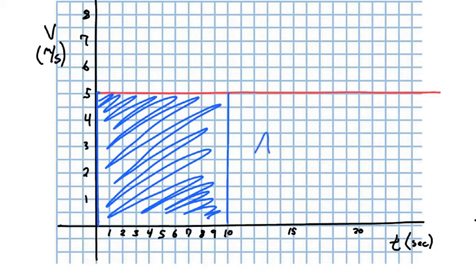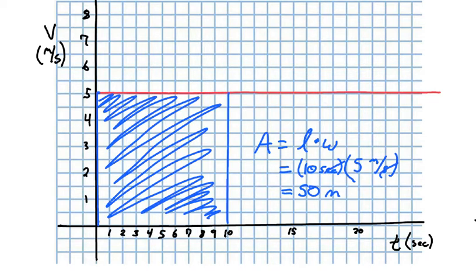So the area for that would be equal to, well, it's a rectangle, so it's length times width. In this case, the length we'll say is 10, and that's units of seconds. And the width, or the height here, I guess, would be 5 meters per second. And when we multiply those two together, 10 times 5 gives me 50. Seconds times meters divided by seconds, well, the seconds will just cancel out, and I'm left with meters.